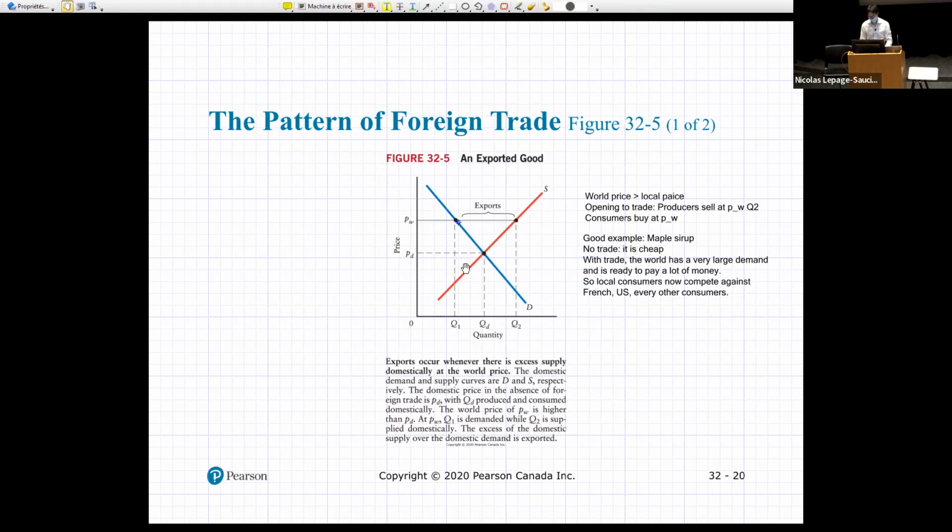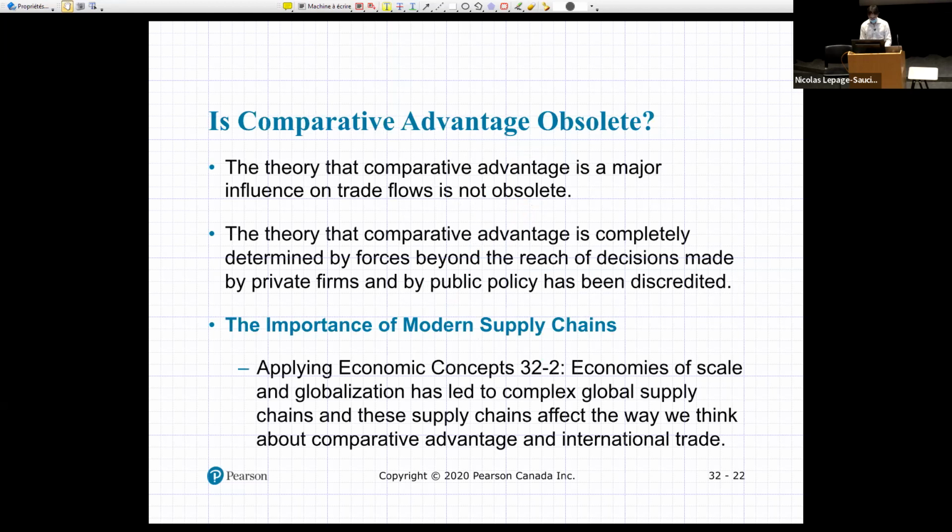Here it really looks like we're in perfect competition, but it's not exactly the case. I'm pretty sure the world supply and demand would be such that PW would be demand in that case, and there's big market power for Quebec. So this is the simplest situation.